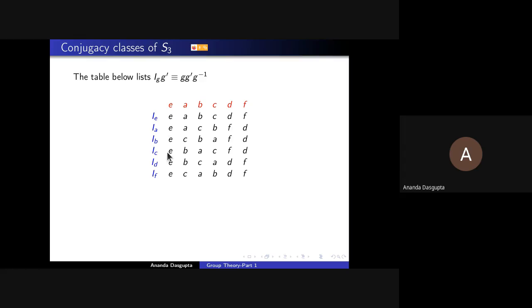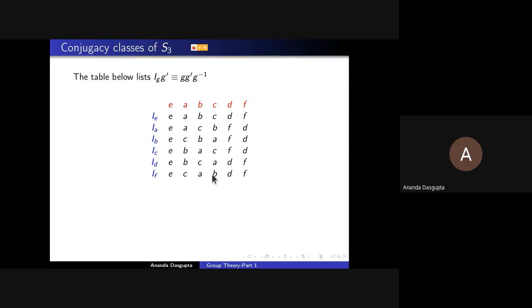So these are all the elements which are conjugate to E, which of course is only E. These are all the elements which are conjugate to A. As you can see, A, B, C are all conjugate to A. So the conjugacy class of A is ABC, and no surprises, if A is conjugate to B, then B is conjugate to A and so on. So B also has the same conjugacy class as A.